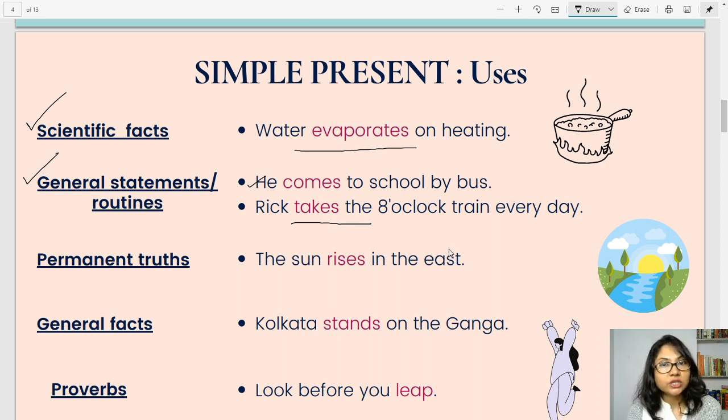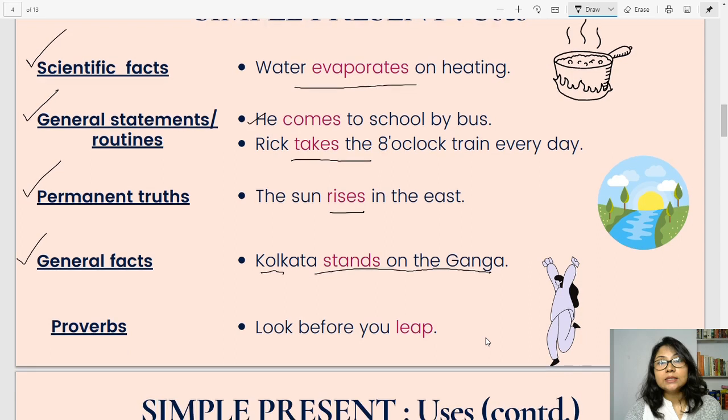It's a regular routine. Permanent truths, they are also expressed. The sun rises in the east. We all know it's a permanent truth. Okay? General facts, Kolkata stands on the Ganga. That is, we all know that the city of joy stands on the river Ganga.